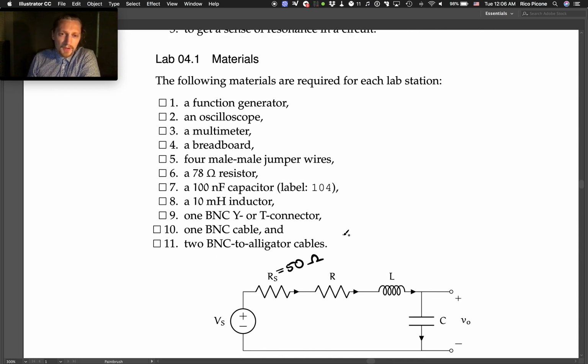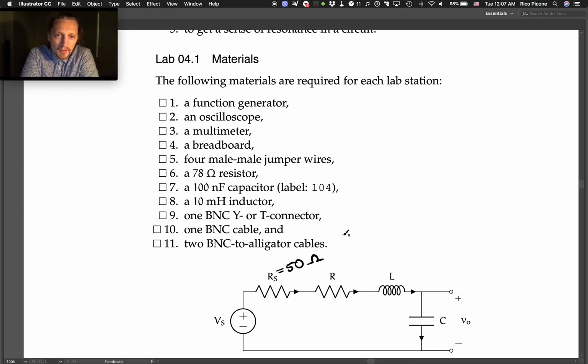a 78 ohm resistor or one that's close to that. It can be a little bit different, but don't make it too much larger or too much smaller. It just has to do with the height of the peak. So if you get too small, the peak's going to be very high. That peak output voltage will be very high. So we don't want to go too high for our oscilloscope. But yeah, that should be fine. Around there, you could go up to 100 or down to 50, probably be fine.